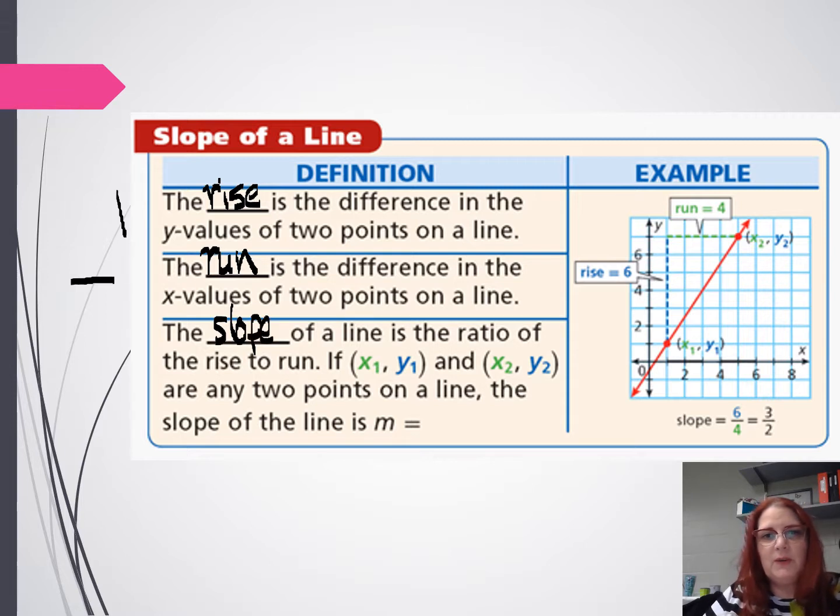So we're going to have this equation, and I'm going to put it down here because I have more room there, and that's going to be the slope.